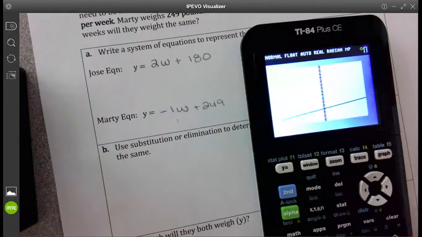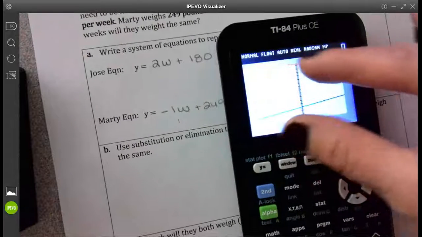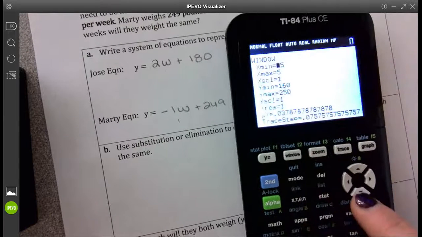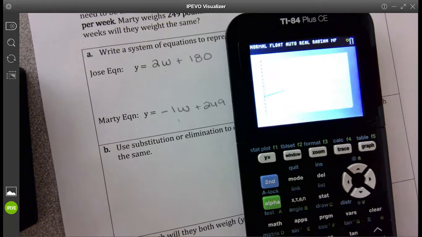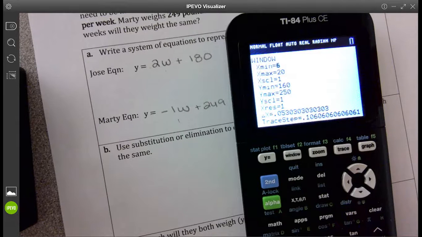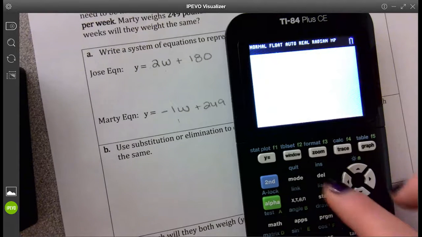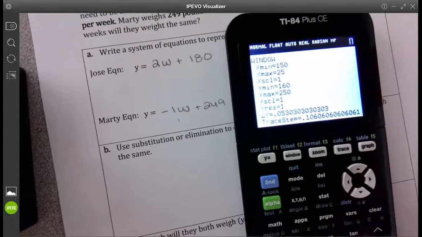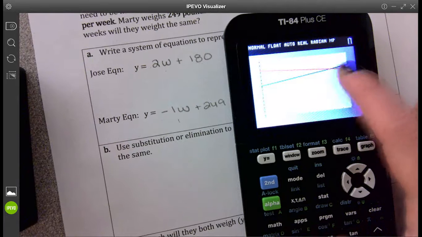So here's our one graph. And here's our other. Oh, so we've got to look way over here. All right, they're going to connect way down here. So let's change our window x values. Let's start at 6 and end at 20. Let's see what that does. Okay, let's start at 15 and end at 25. Okay, great. We see where they intersect.